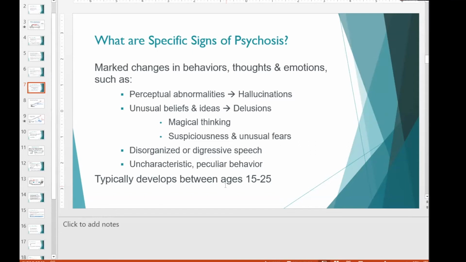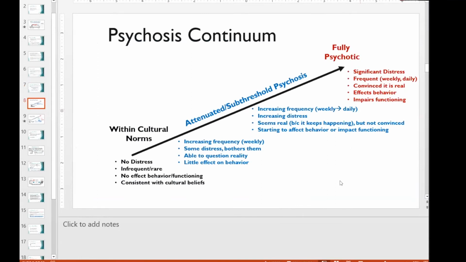This is why our age might go up a little higher. We're trying to catch the breadth of people who experience psychosis. Then I talk about the psychosis continuum. I talk about, within cultural norms, these unusual experiences we all have that are one-offs, don't really affect us, are not upsetting, and don't affect our functioning. Then I pick a couple of examples of those things.